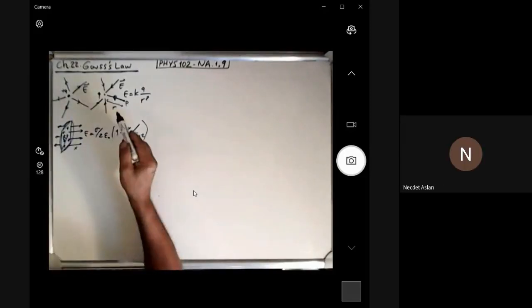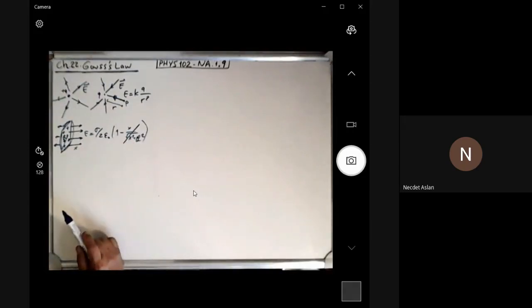Hello, everybody. This is the Electricity and Magnetism course. We are on the second chapter, Gauss's Law.